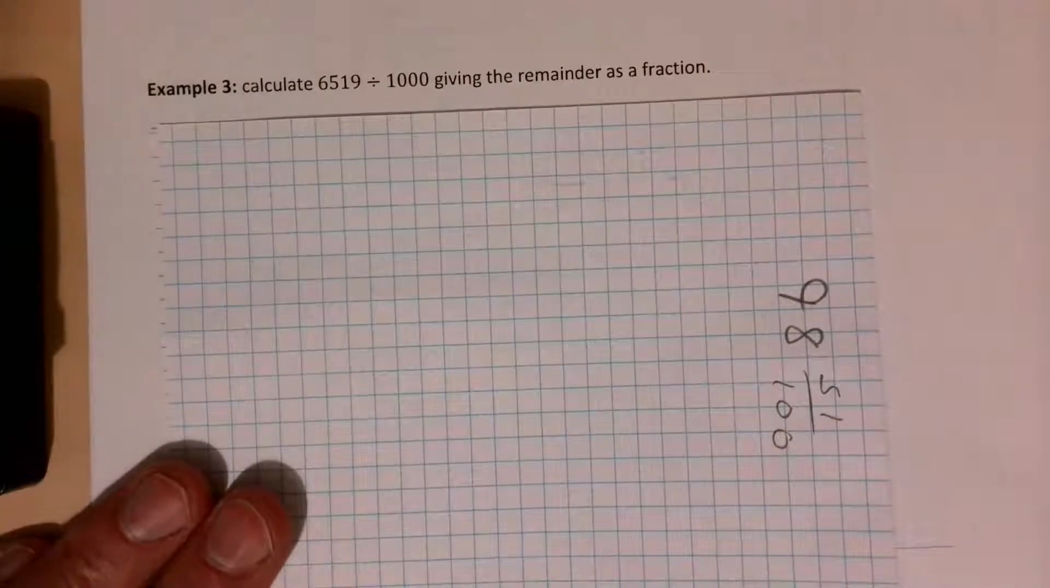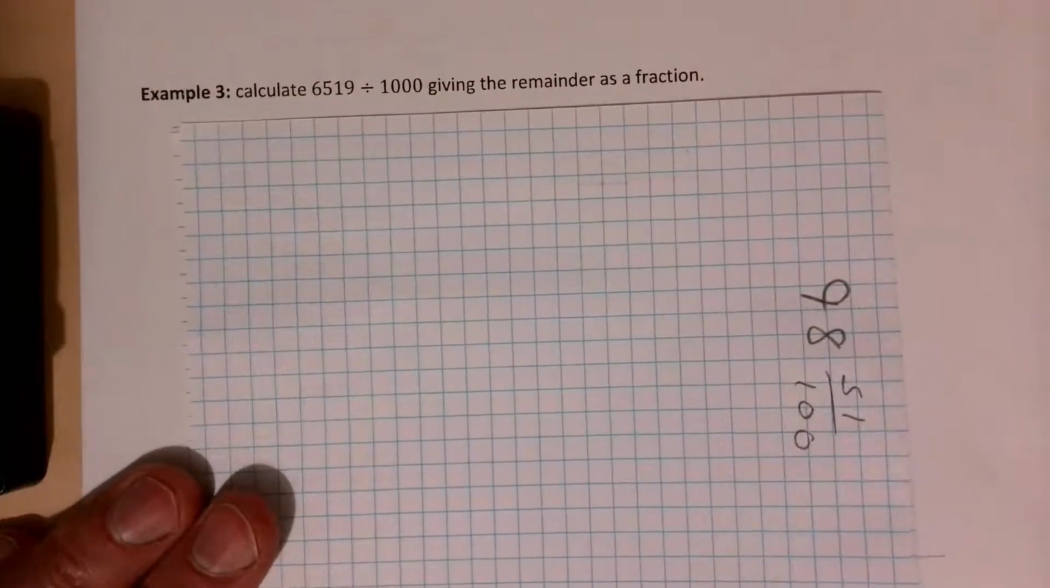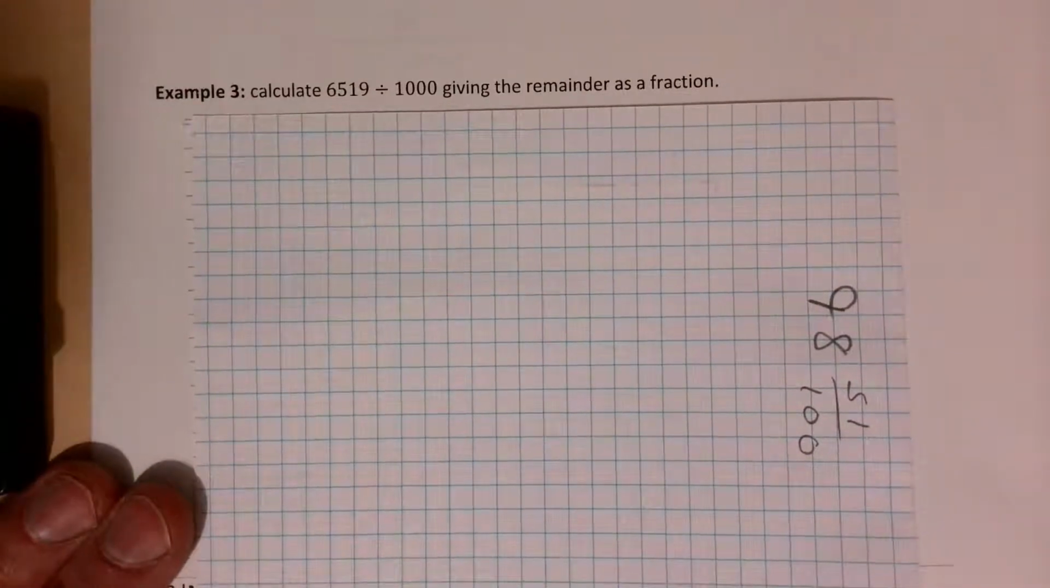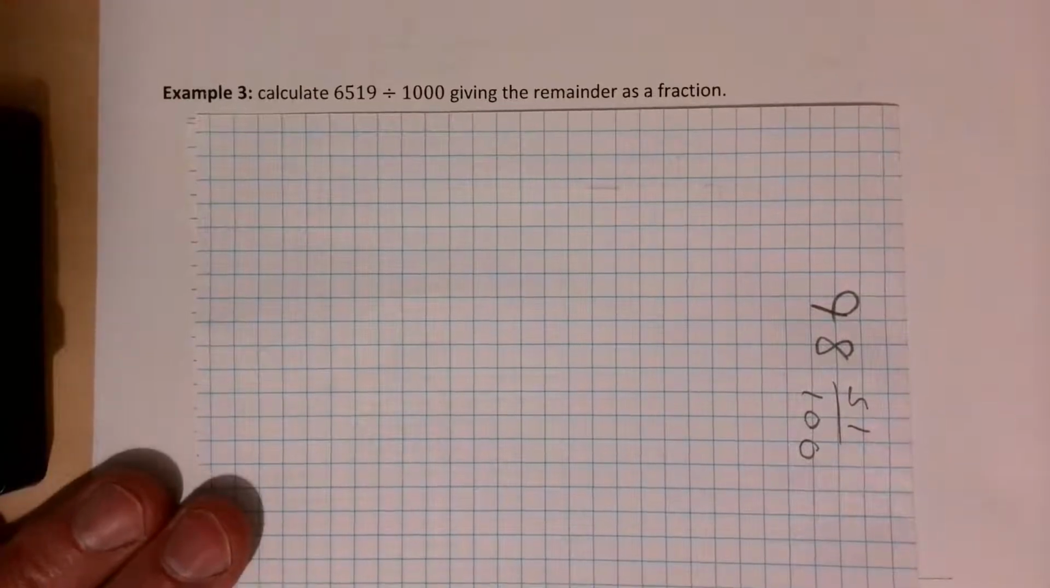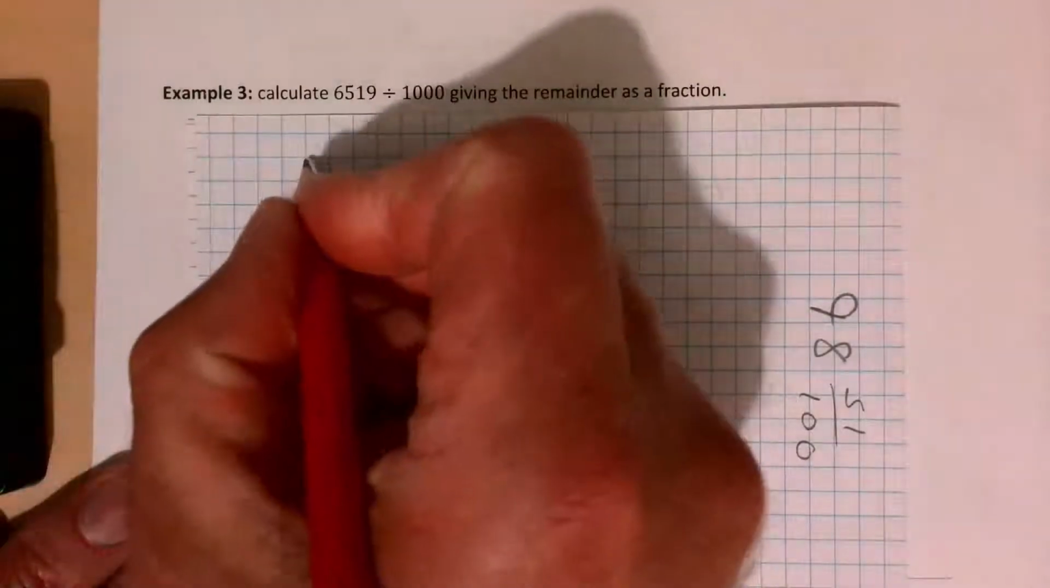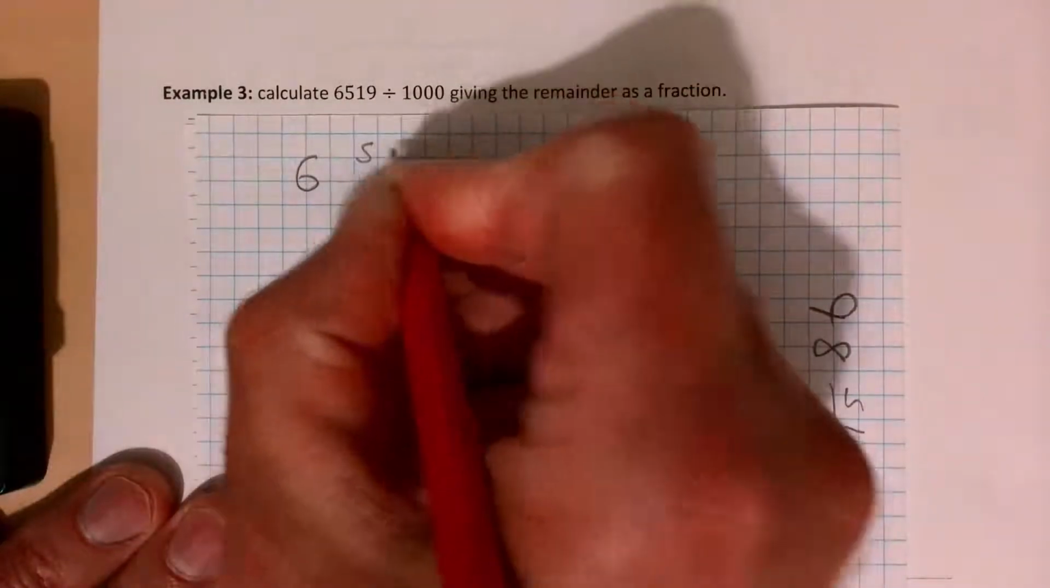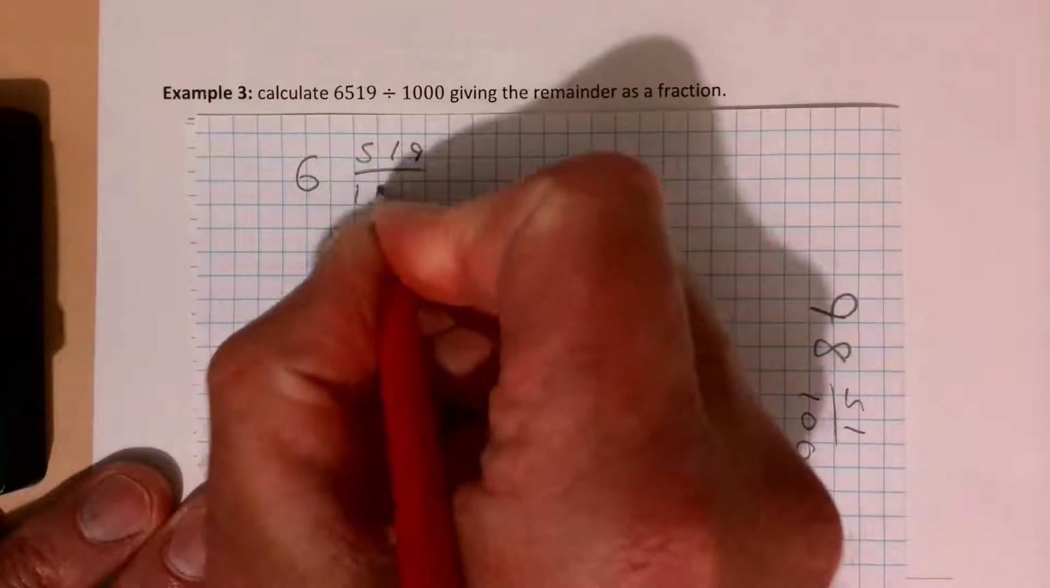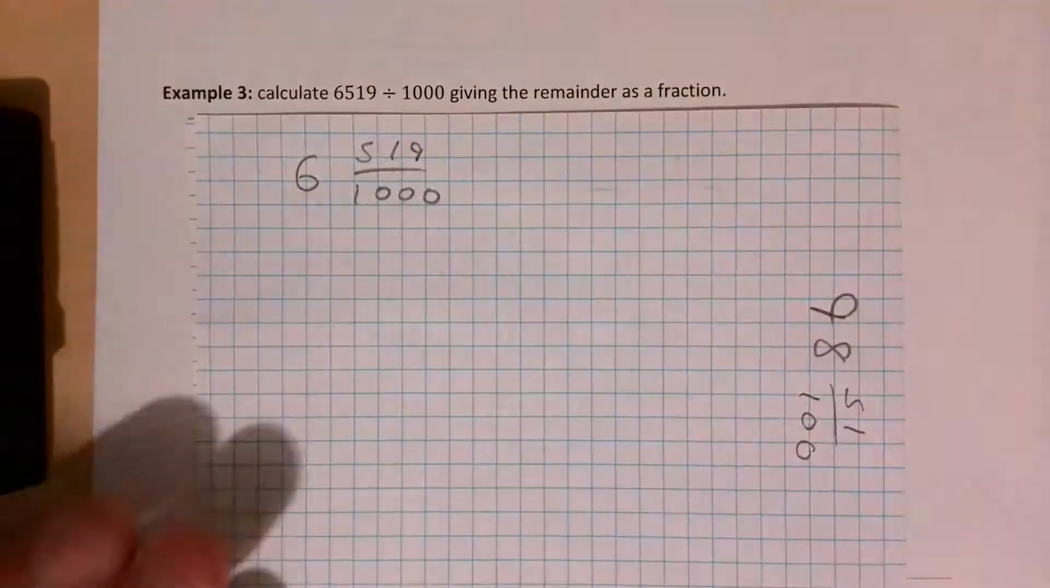And finally then, 6,519 divided by 1,000. So how many thousands are there going to be in that? There's, of course, going to be 6. And then you have 519 over 1,000 left over.